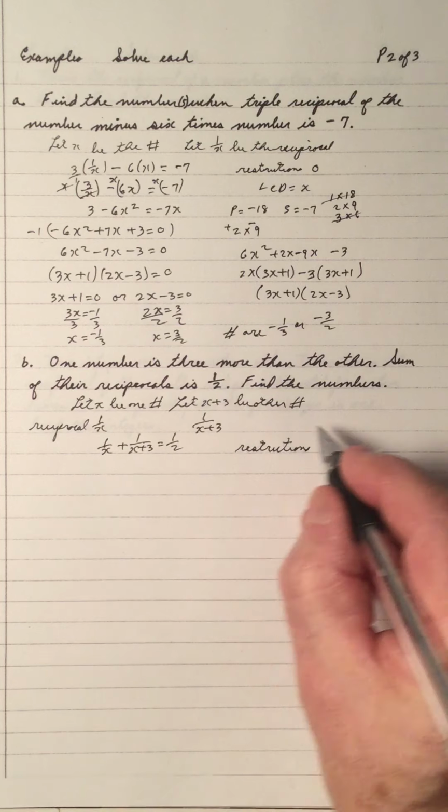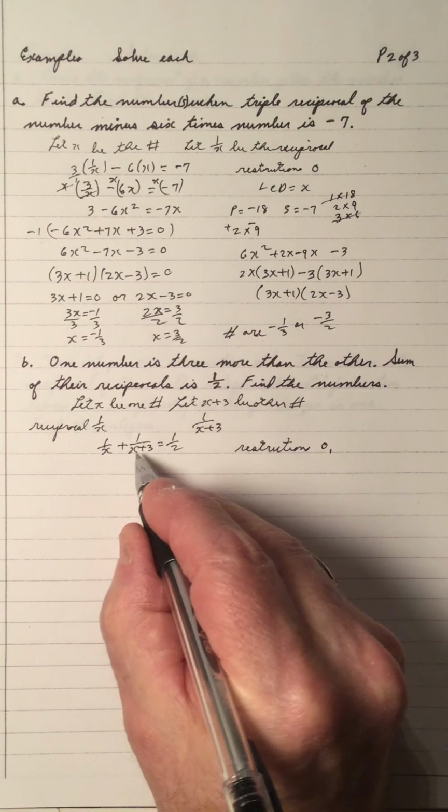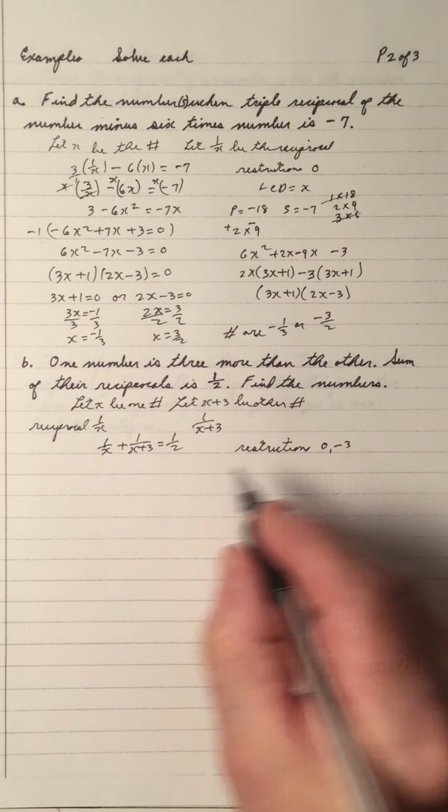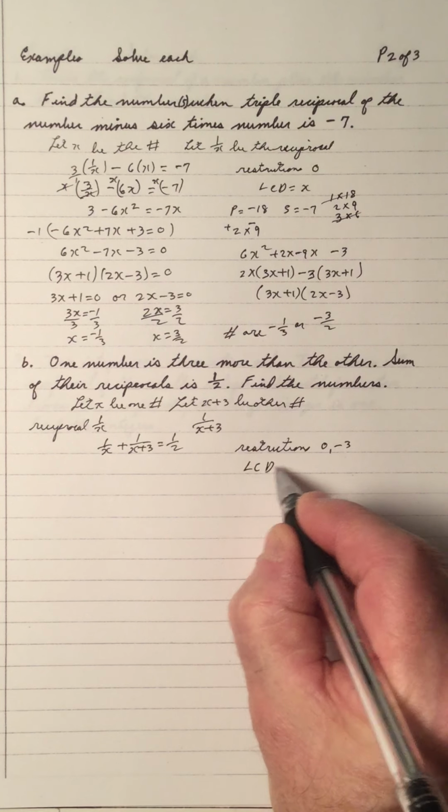Restrictions: I got x as the denominator, so that's a 0. I got an x plus 3, so it's a negative 3. You can't have a 0 in the bottom, so that's why we can't have a 0 for x, because it gives me a 0 denominator. We can't have negative 3, because negative 3 plus 3 gives you 0.